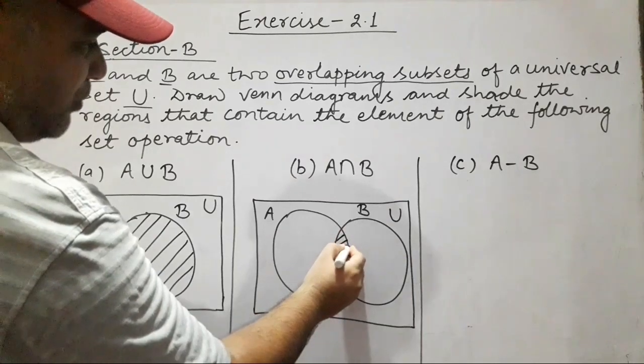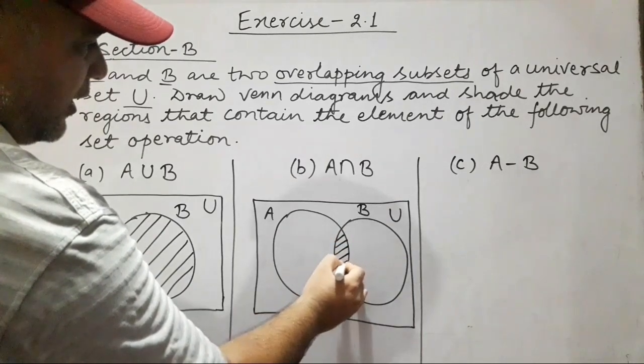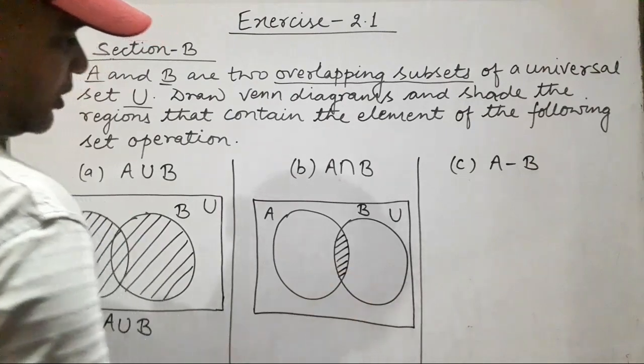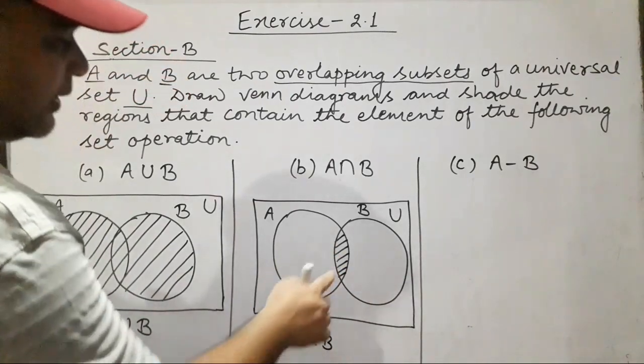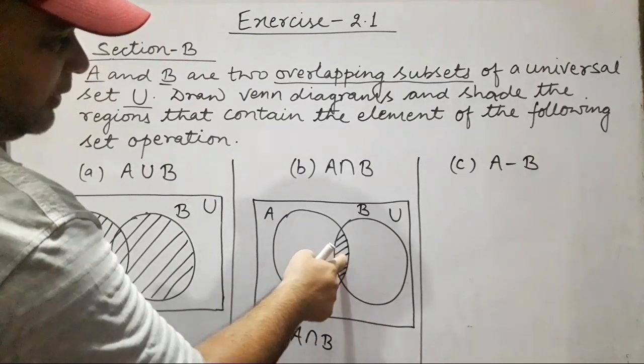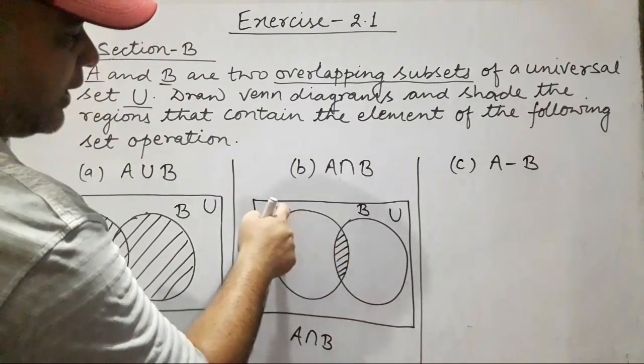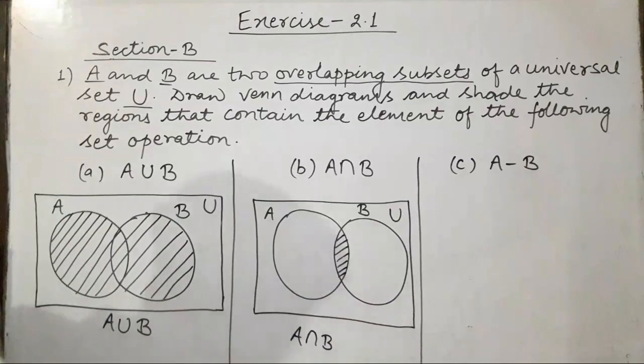Now this part belongs to both A and B. So I will set this part, A intersection B. That is, this part is the intersecting part. That is, this part belongs to A and B.